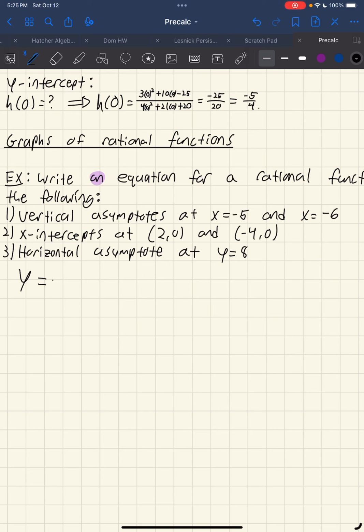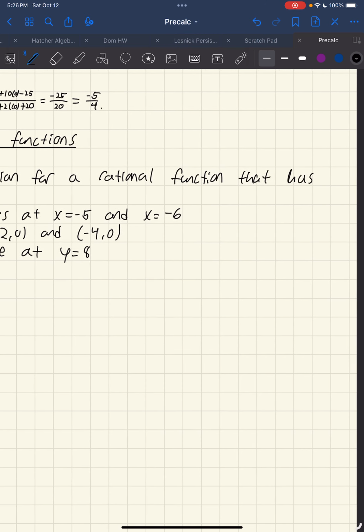So if we have vertical asymptotes at x equals -5, x equals -6, that means when I plug in x equals -5 and x equals -6, I get a 0 in the denominator. I can write that in a very simple way. If the denominator is equal to this, then the bottom goes to 0. Because think about it, I'll write something quick.